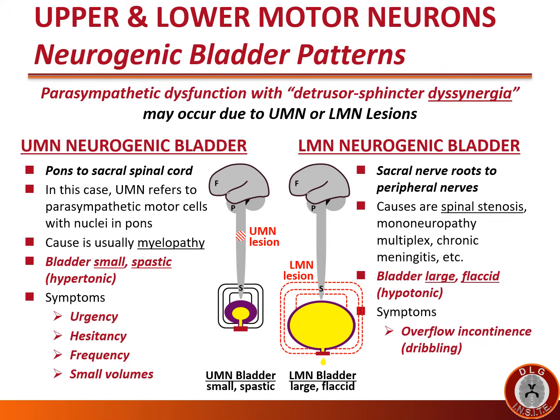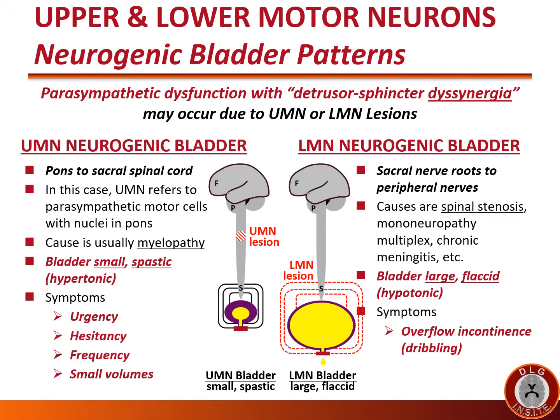In an upper motor neuron neurogenic bladder, the lesion is anywhere between the pons and the sacral spinal cord. And in this case, the upper motor neuron refers to parasympathetic motor cells with nuclei in the pons. The most common cause is a myelopathy of some sort, something involving the spinal cord. In this case, the bladder is small and spastic, hypertonic. And the symptoms are urgency, hesitancy, frequency, and small volumes.